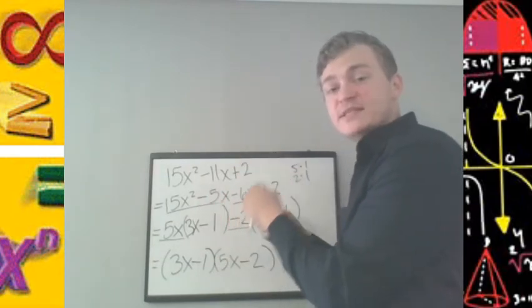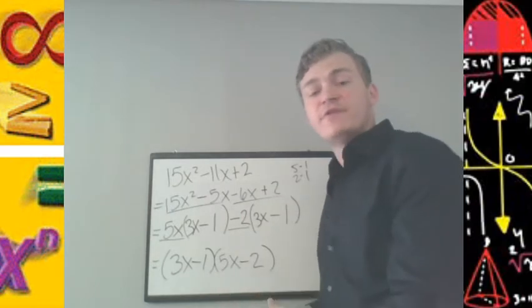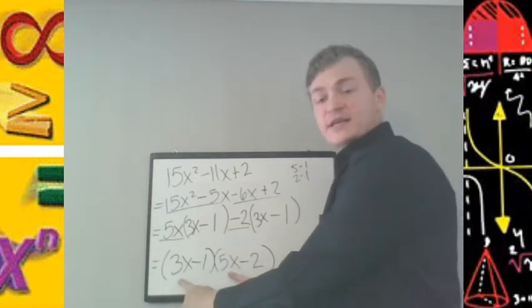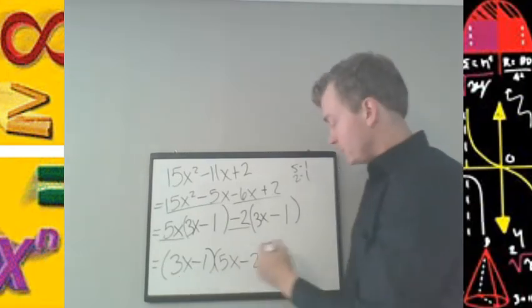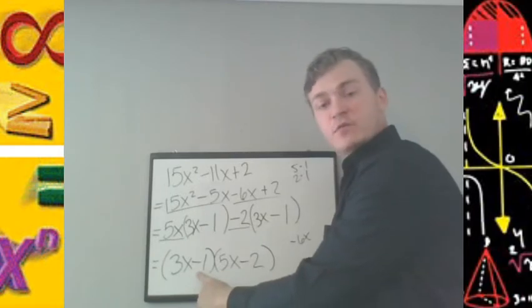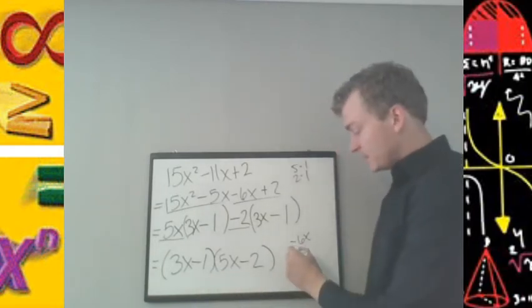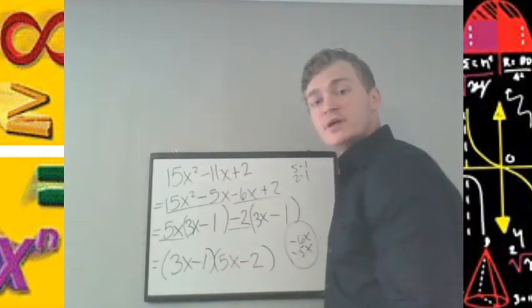Our AC method says, follow these steps. Do this every single time, and you will find your correct result. 3x times 5x is 15x squared. 3x times negative 2, well, there's our negative 6x. Negative 1 multiply 5x, that's our negative 5x. Combining to give us our middle term, negative 11x.